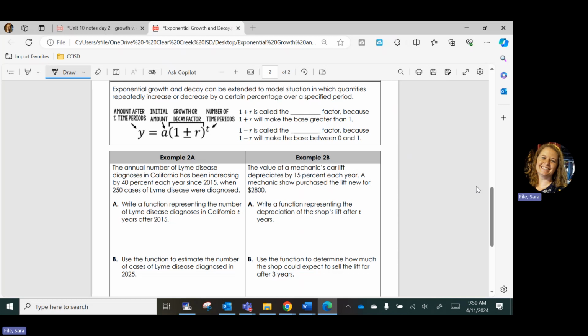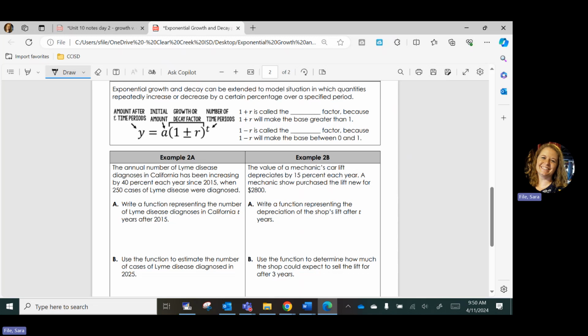So if we're talking about things like interest being earned or charged, so we're talking about accounts, bank accounts, things like that. You may also see exponential growth or decay in scientific settings like measuring bacteria and disease growth and things like that. So there's lots of different real world scenarios that exponential functions can represent.